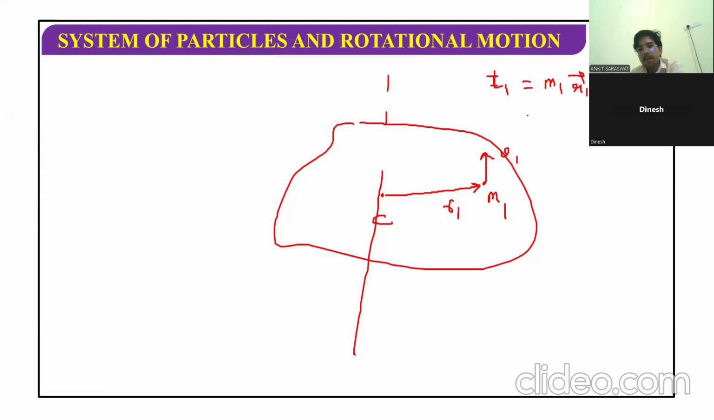Now you must remember r cross v. If I open this, it will be r1 v1 sine theta. So what is theta? Theta is the angle between r and v, like this is the angle. Is it clear to you?